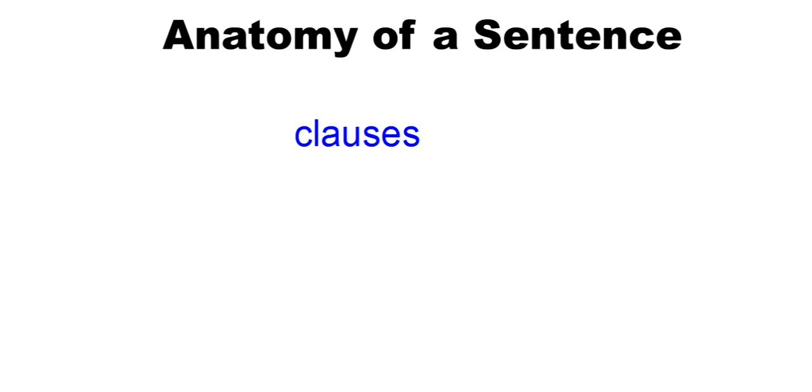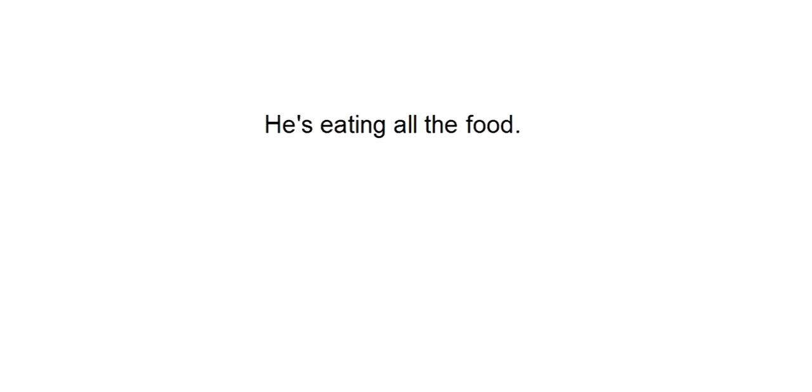This is a video about clauses and how they function in sentences. So let's look at a sentence first. Here's one. This sentence, you'll notice, has a subject and a verb, and it also has an object. But let's just talk about this part first, the subject and the verb together. Whenever you have a subject and a verb together, generally you have a clause.